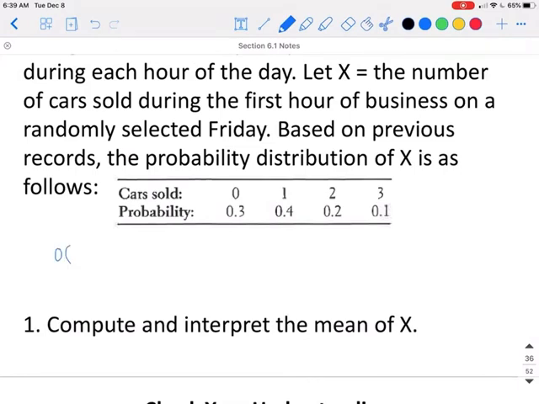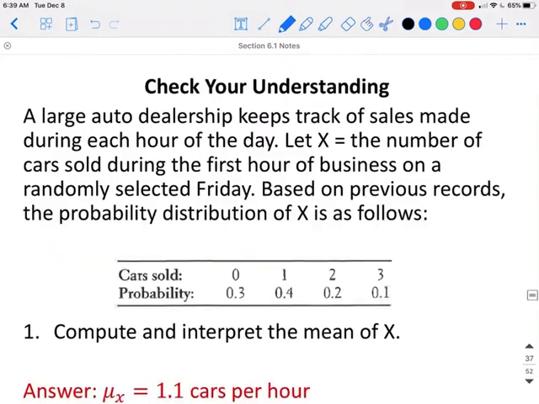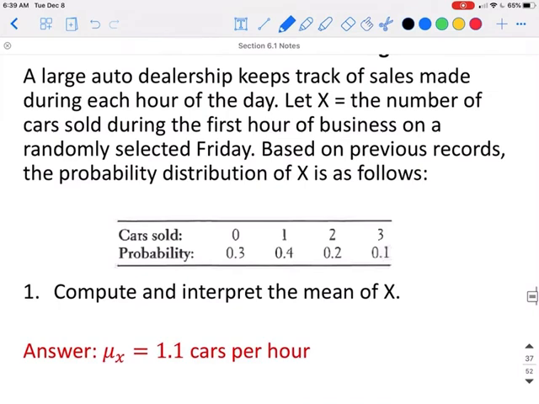Remember, to find this, you're just going to do your X value times the probability, and then add the next one, X times the probability, and so on for each value. When you find that value, you're going to get that your mean is 1.1 cars. So this means on average, we would expect them to sell 1.1 cars in the first hour on a Friday.